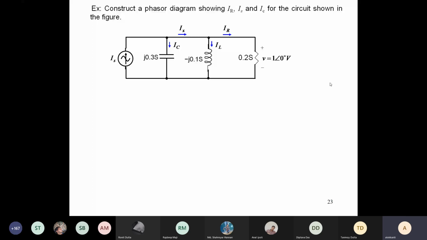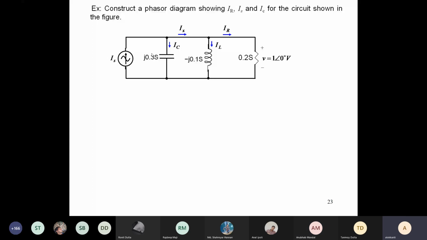So here you see that the units are given in the reciprocal form. Earlier you saw that for the capacitance it was minus j, but here it is given as plus j, 0.3 Siemens. Similarly, the inductor is given as minus j. Why did this happen? When we do 1 by a complex number j, it becomes minus j. So I would suggest all of you now to complete this and draw the phasor diagram.